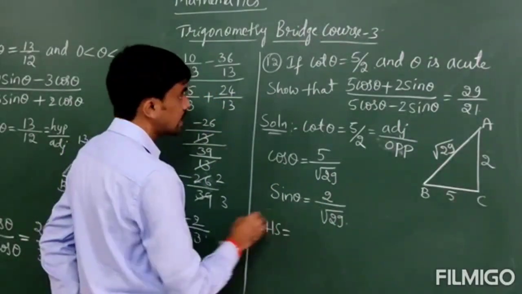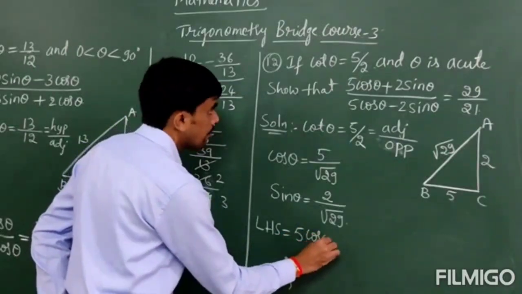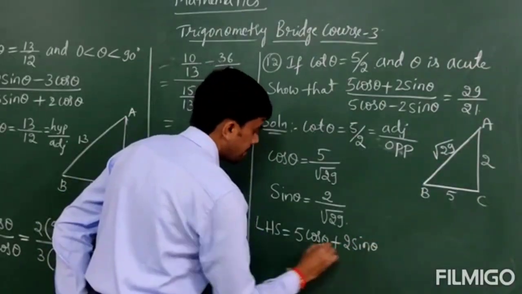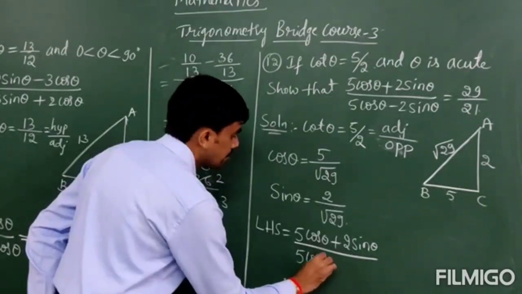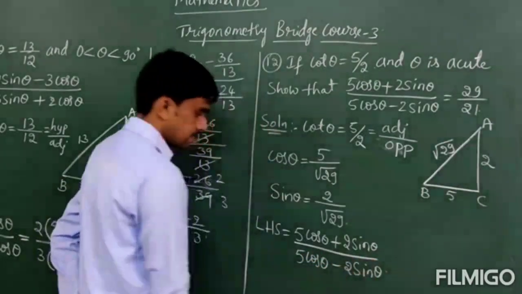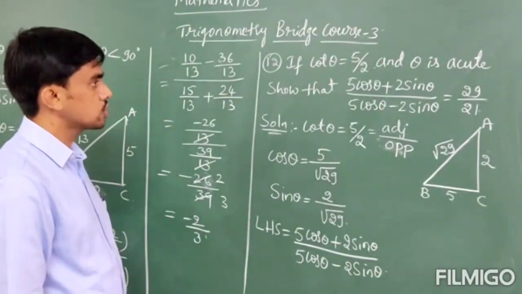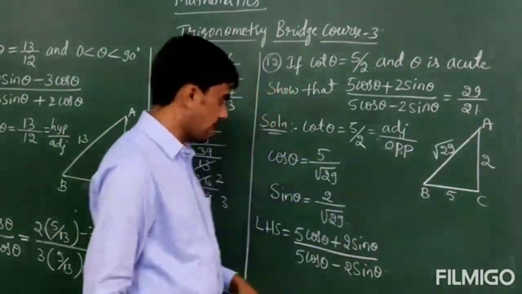So LHS is what? LHS is (5 cos theta + 2 sin theta) divided by (5 cos theta − 2 sin theta). Okay, so this is our LHS. For this LHS, we have to show RHS is 29 by 21.